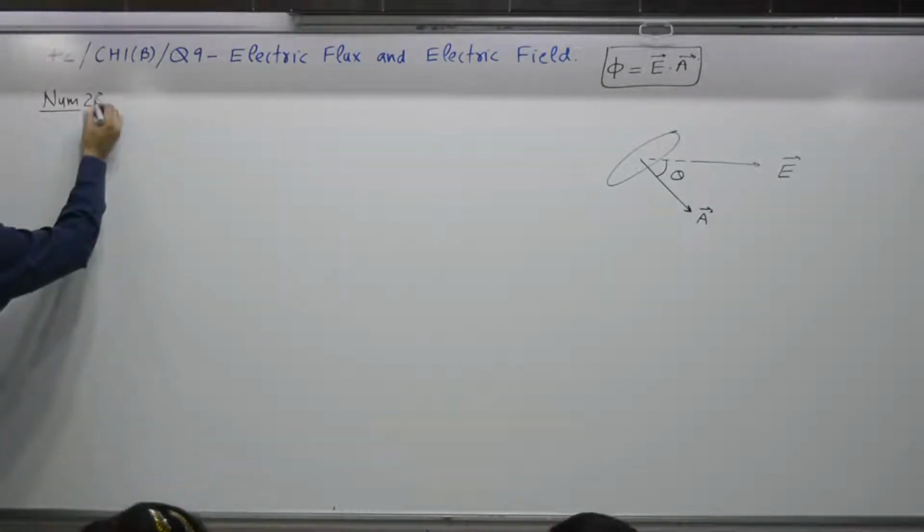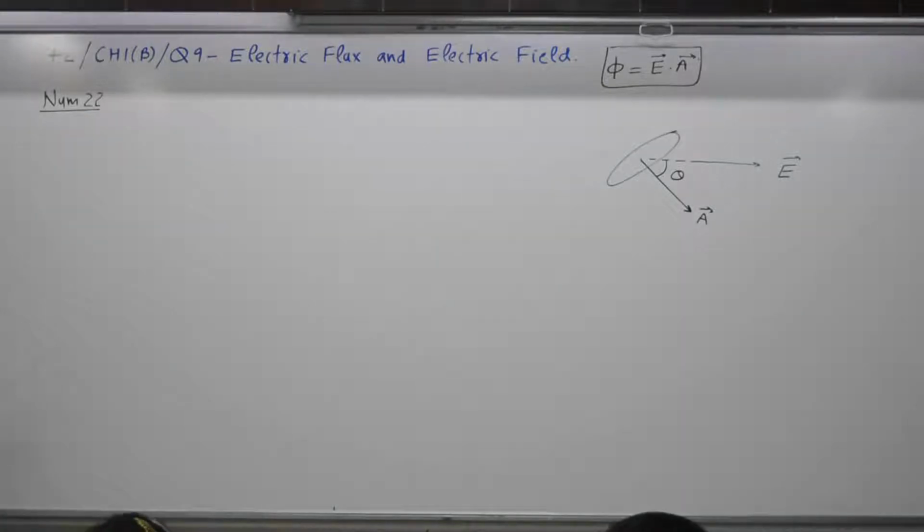Numerical number 22 is the electric field in a certain region of space is 5I plus 4J minus 4K into 10 to the power 5 Newton per coulomb. Calculate electric flux due to this field over an area of 2I minus 1j into 10 raised to the power minus 2 meter square. Given is what?